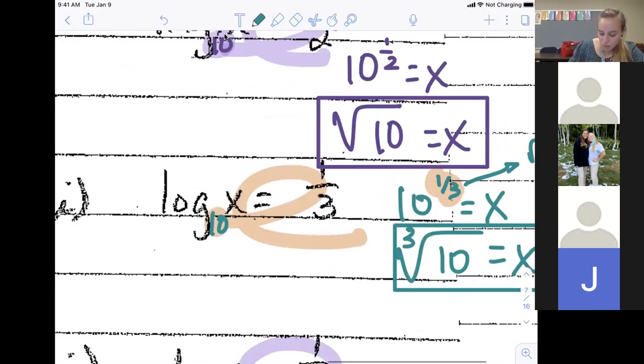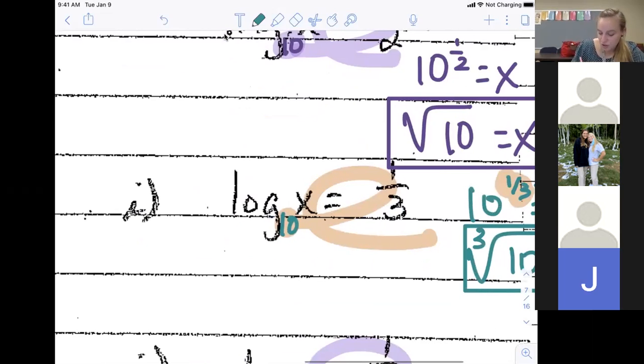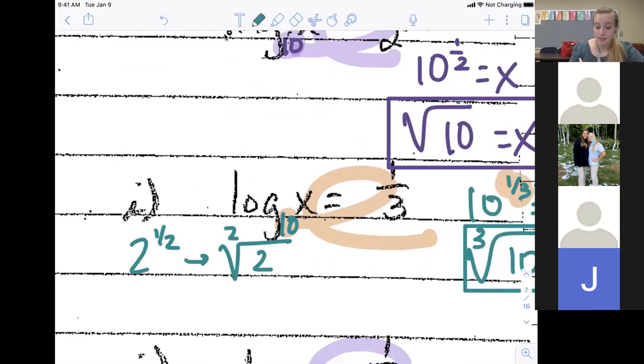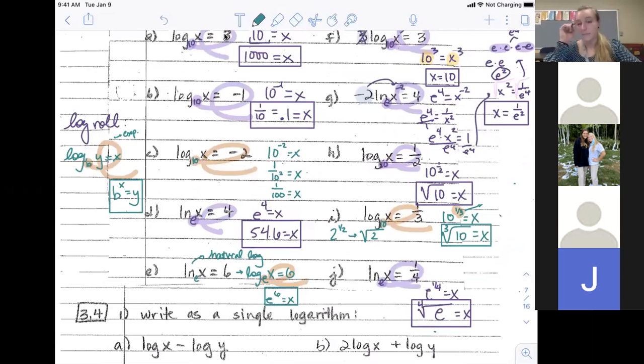Again, I just mentioned 1/2, but let's review. If I had 2 to the 1/2, that's the same thing as the square root of 2. You don't have to write that 2 out front because it's implied, and you don't have to write that 1 underneath because it's also implied. Okay, that should be a review.